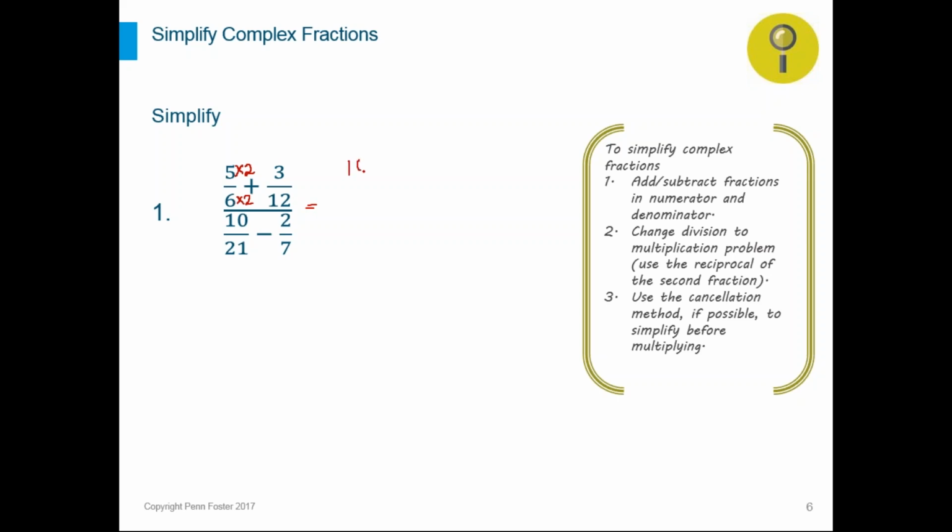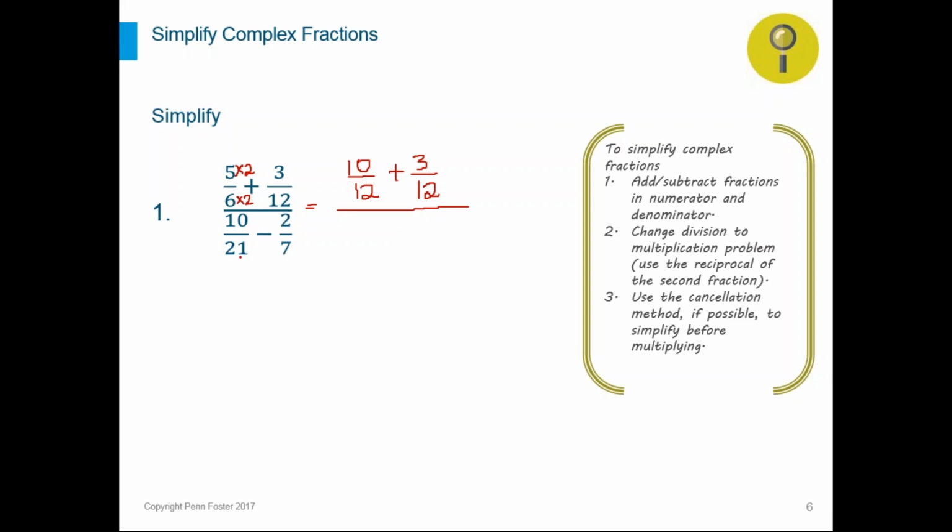It's going to be 10 over 12, because 5 times 2 is 10 and 6 times 2 is 12, and then plus 3 over 12. Now for the top part, I'm able to add the fractions. But this is only the numerator. I have another problem in the denominator, and the problem is similar, different denominators.